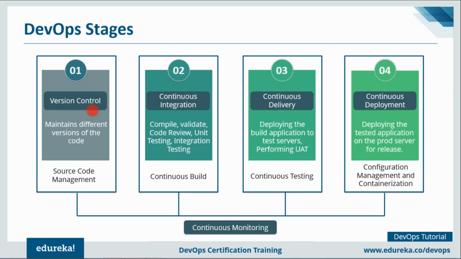So version control is basically maintaining different versions of the code. What I mean by that, suppose there are multiple developers writing code for a particular application. How will I know which developer has made which commit at what time, and which commit is actually causing the error? And how will I revert back to the previous commit? I hope you're getting my point.